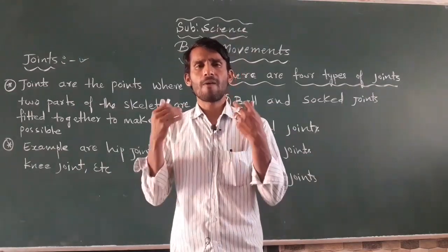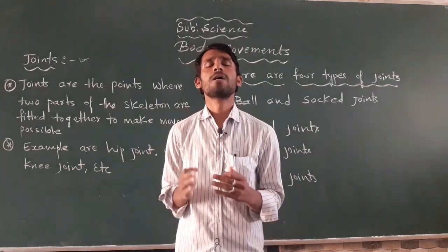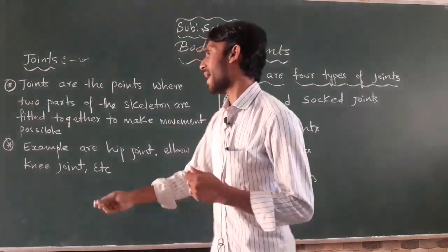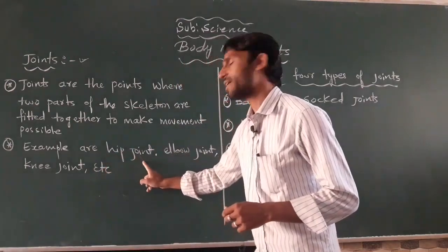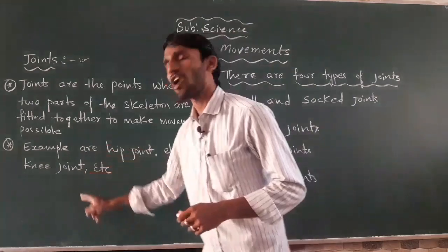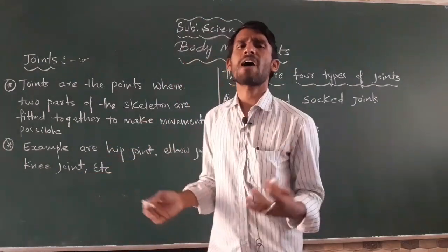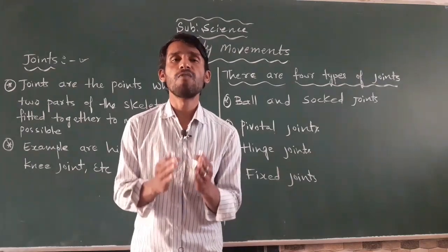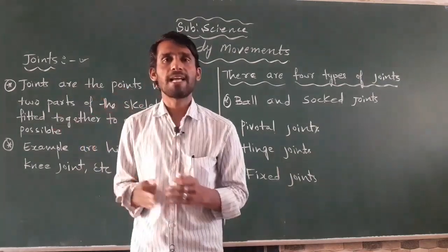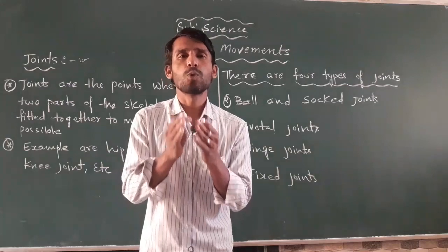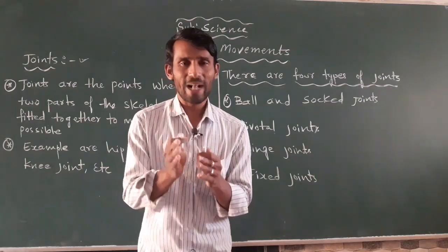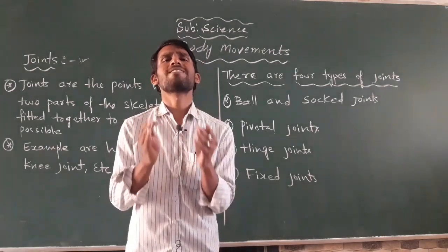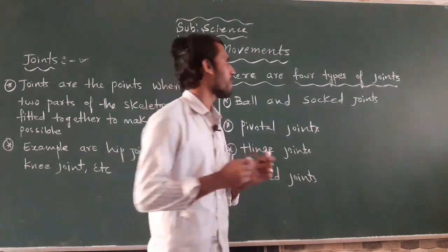Dear student, in our body we have so many different types of joints. See here, for example, hip joint, elbow joint, knee joint. Those joints help us to move from one place to another, and to do work in our home. Which are those different types of joints? Let us see one by one.